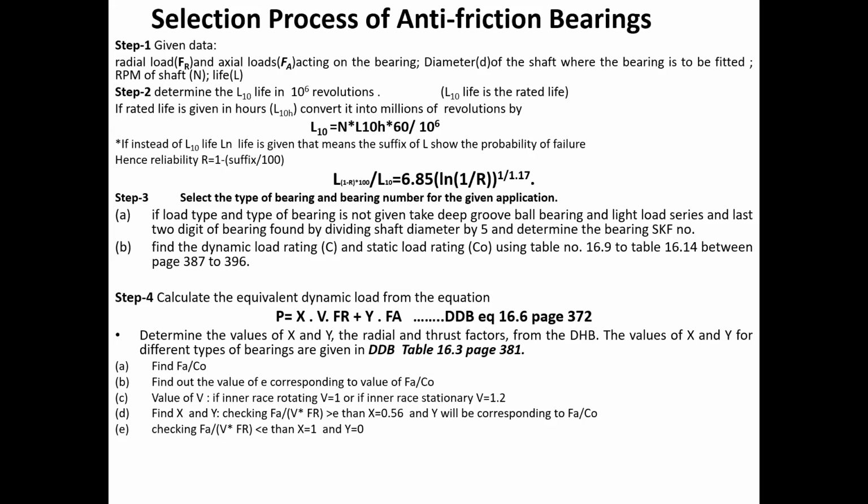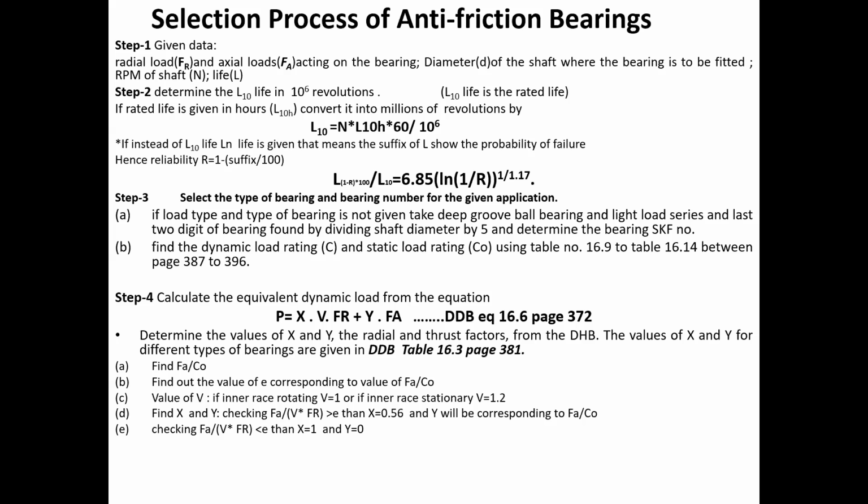So by fixing the type of bearing and the type of loading series, we have fixed the first two numbers of the bearing. Suppose we have selected the deep groove ball bearing, then the first digit will be 6, and if we are selecting the light load series, the second digit of the bearing number will be 2, and the last two digits of the bearing number will be decided by the diameter of the shaft.